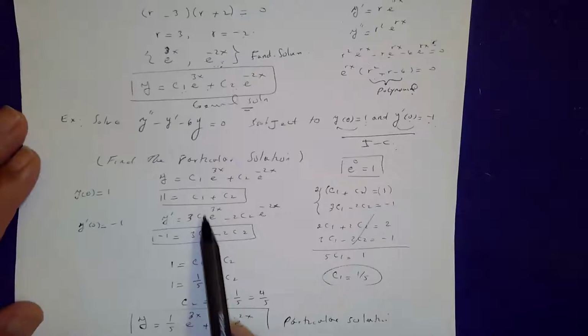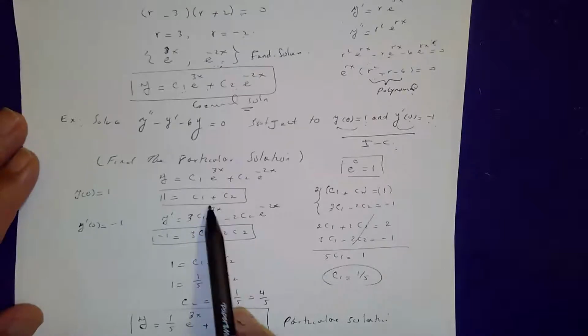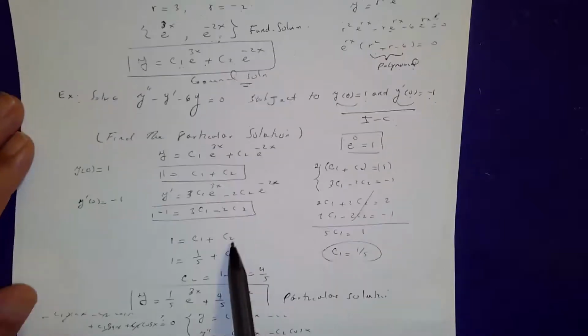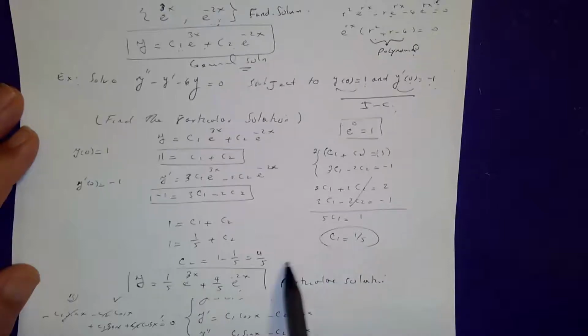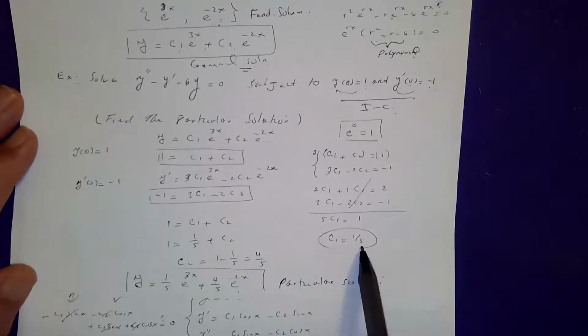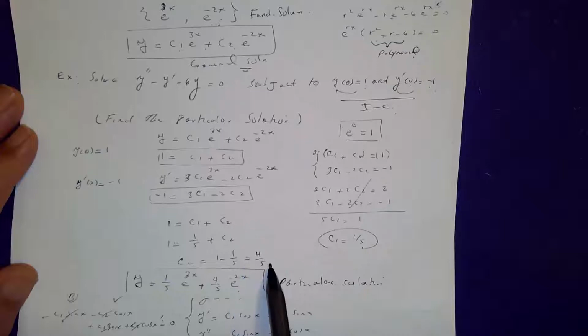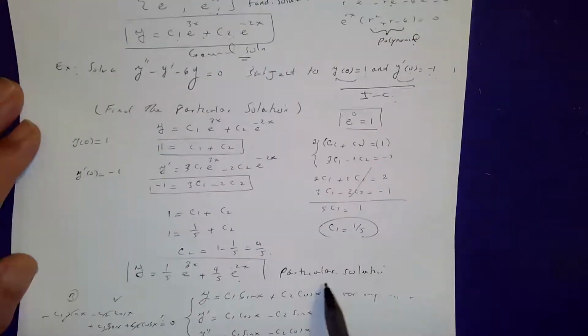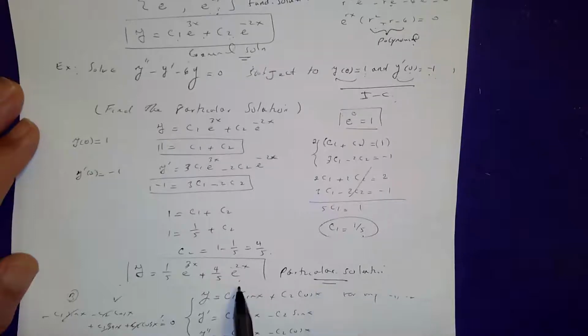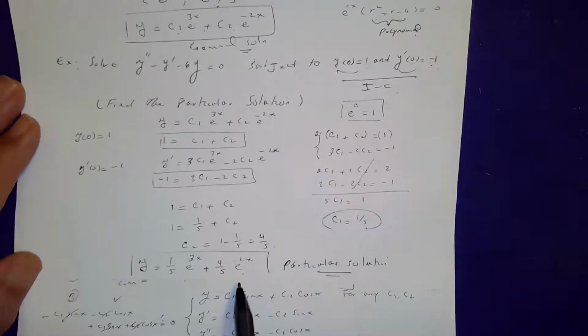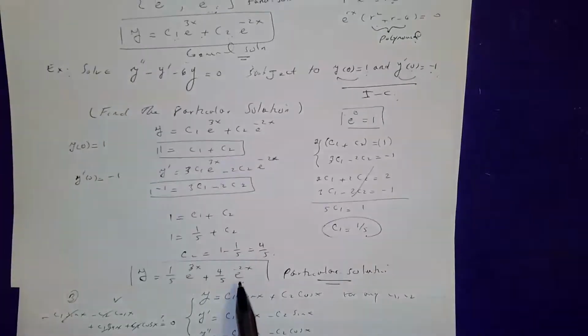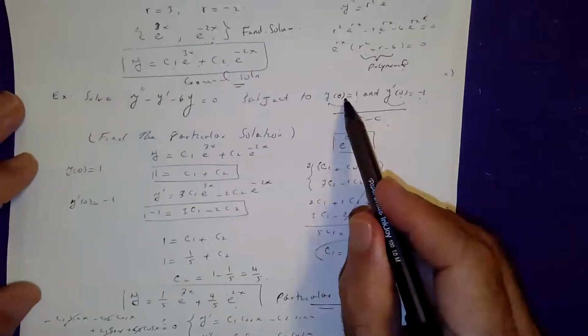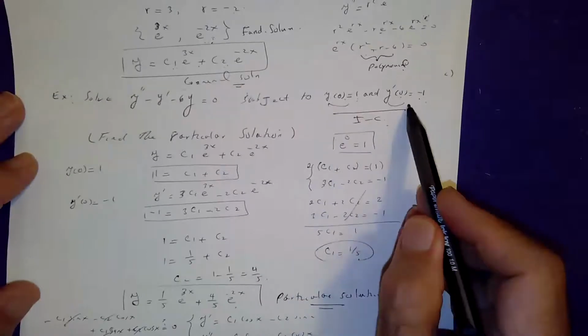Impose the conditions on the solution itself and its derivative. That gives you two equations, two unknowns in terms of C1 and C2. Solve, and you will get C1 is 1/5, C2 is 4/5. Go back and replace the C's with those constants. This is called the particular solution. Notice the particular solution has no C in it because it's a specific solution. It has to also go through this point and satisfy this derivative.